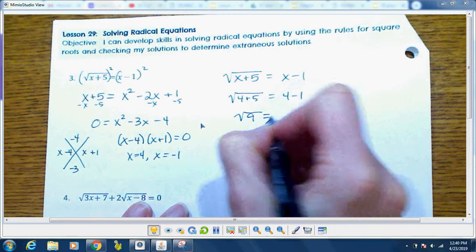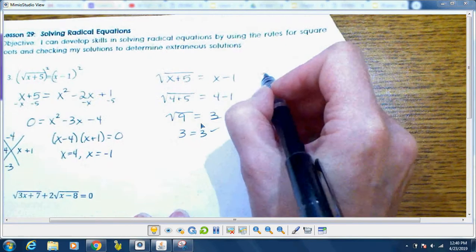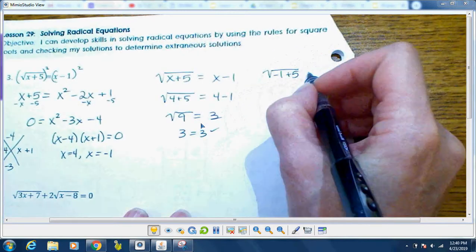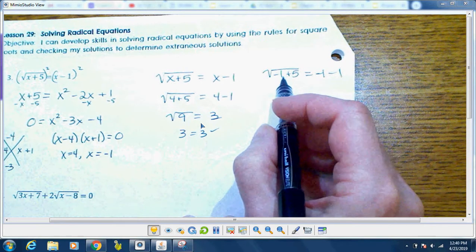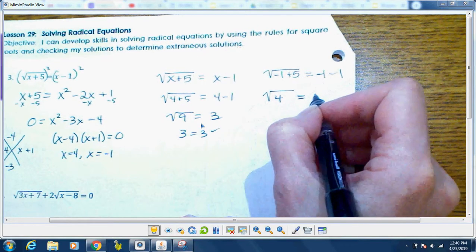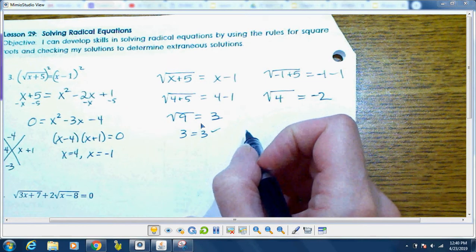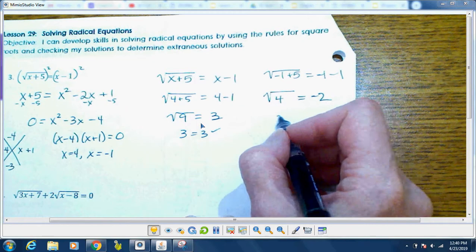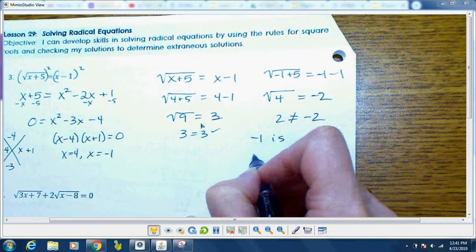Square root of 9 equals 3, 3 equals 3. Awesome. Square root of -1 plus 5 equals -1 minus 1. You're going to get 4, square root of 4 equals -2. Okay, and that is not true. So 2 does not equal -2. So -1 is extraneous.